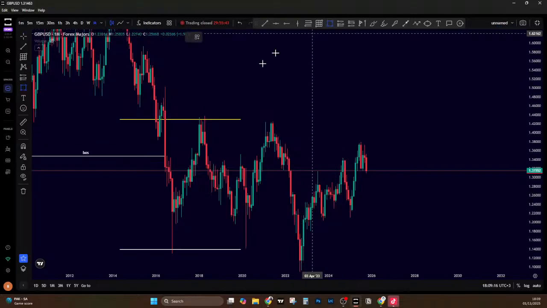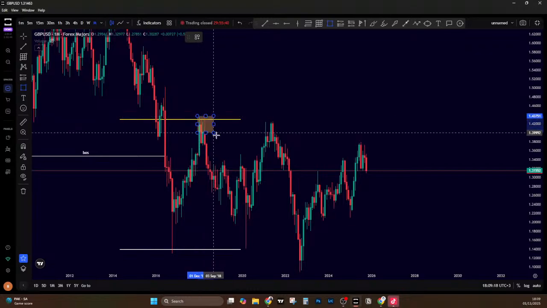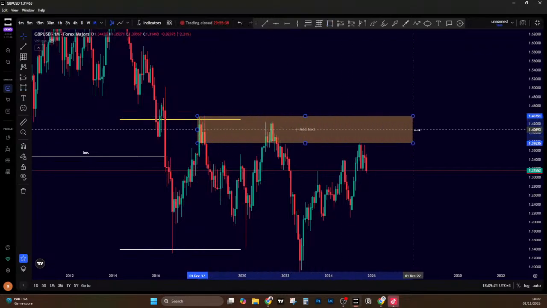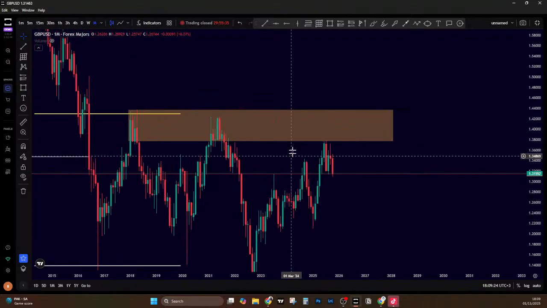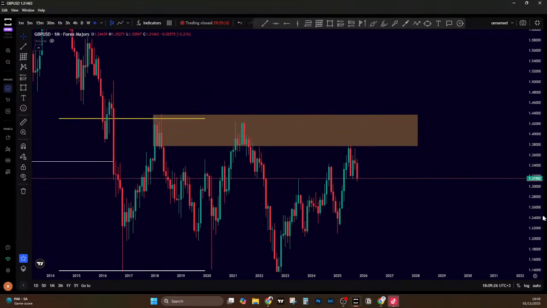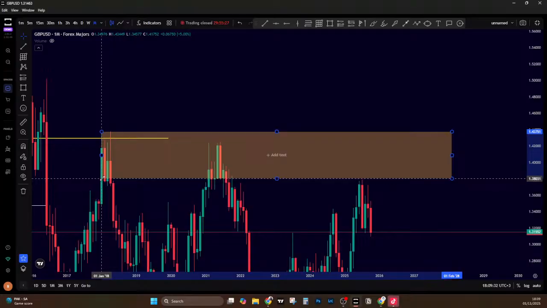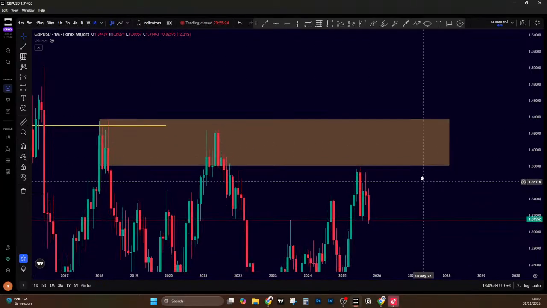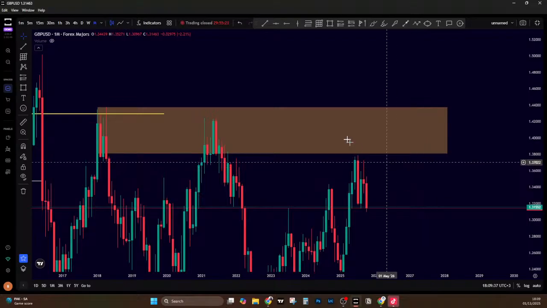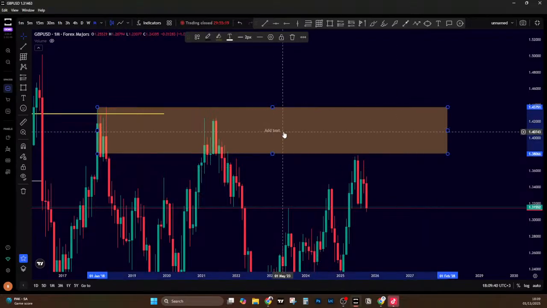So what we do, we will mark our monthly supply zone. You see all this area, because the market has rejected this area twice now. The market has rejected this area twice, so we will just mark that as our area of demand, and then we call it our monthly demand zone. So that is our monthly demand zone.